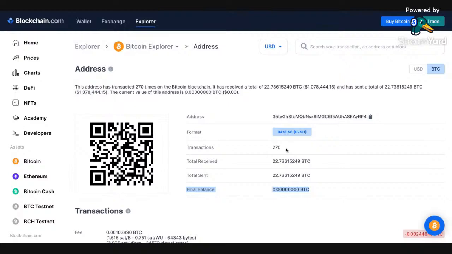So I cannot tell you that on this wallet address I've done just 150 transactions, but when you visit the Explorer, you can see it is 270. So you can see the transparency is top notch. You can see that I've received 22 bitcoins on this wallet.